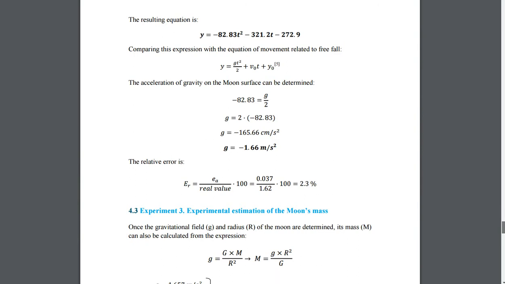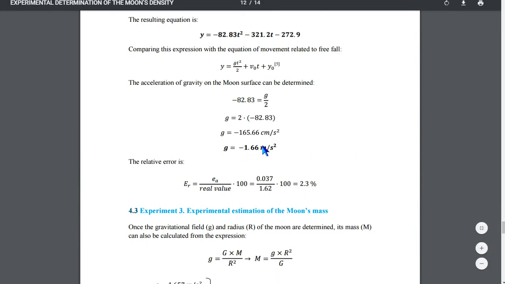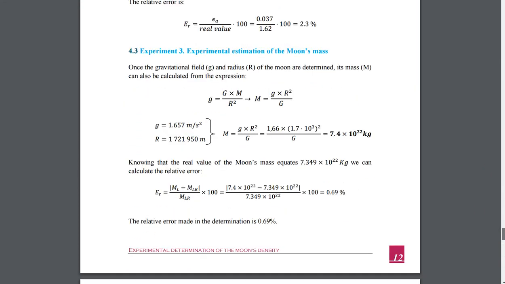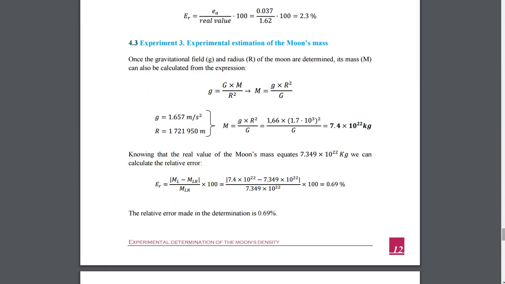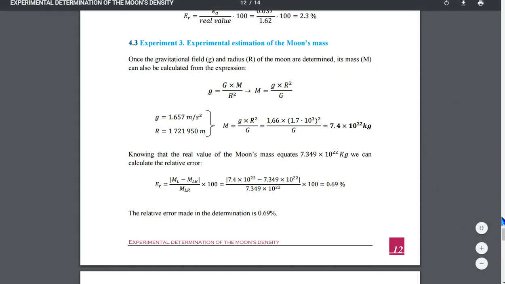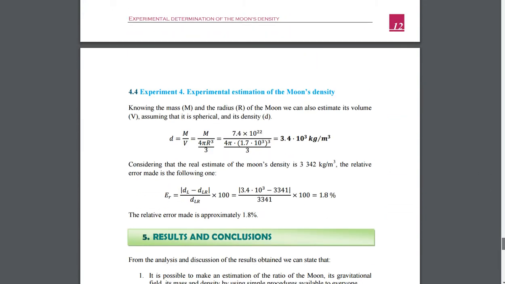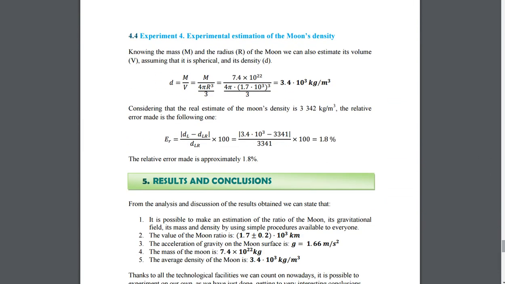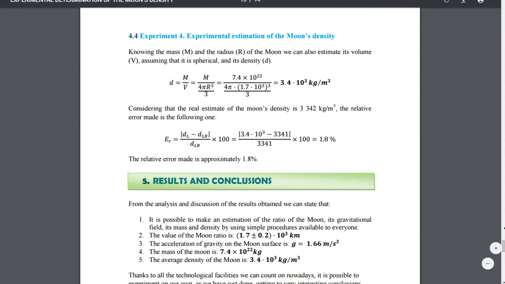They finally get this. Here's the gravity of the moon, which is very important because you really need to know that. Then we use that to find out the moon's mass, and that mass number is pretty accurate. It's right about what it should be. Estimation of the moon's density. Now they're using that to find the density.